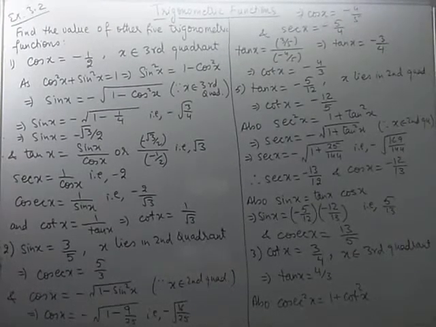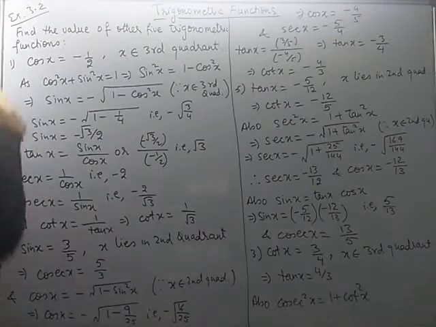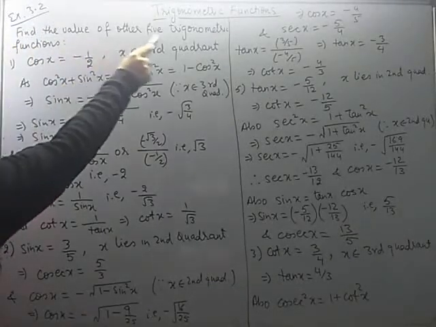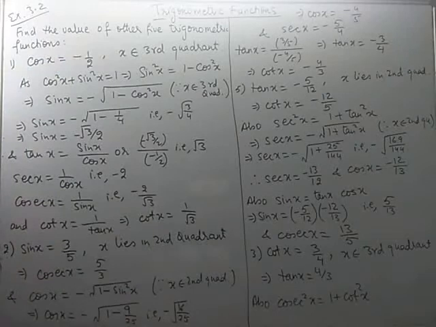So keeping that in mind, we can go through these problems. The questions are from exercise 3.2. It says find the value of other 5 trigonometric functions. So one trigonometric function will be given to us, and using that we will be finding the remaining 5. For that we will be using the 3 trigonometric identities which you have learned in class 10th.